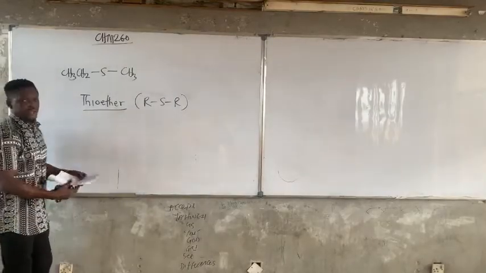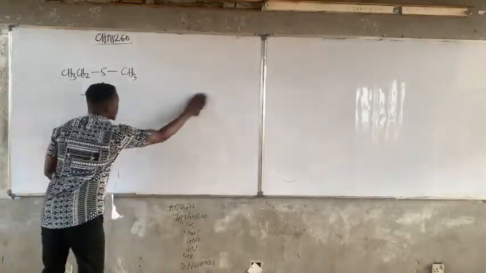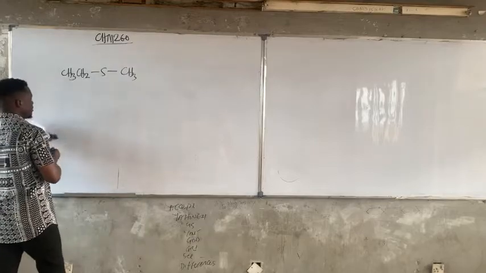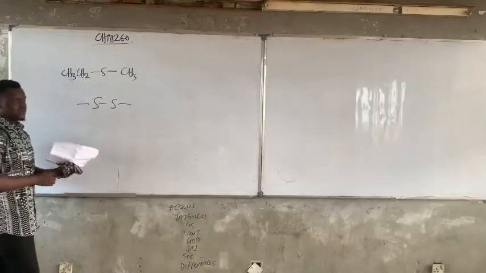If they had said disulfide, you would have added 2 sulfur at the center. This is what I mean. If they said disulfide, you would simply say S, S, then add whatever the alkyl groups are.